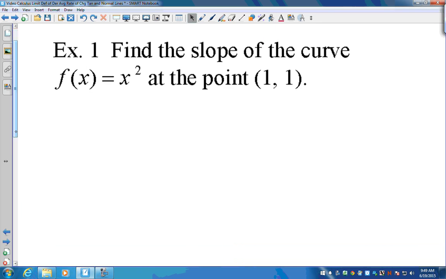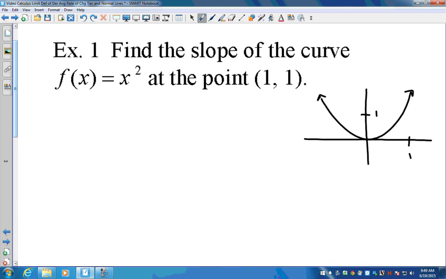So let's do an example. Find the slope of the curve y equals x squared at the point 1, 1. So let's just think about what's happening here for a second. I think we all know what y equals x squared looks like. I think we all know where the point 1, 1 would be. So if we are looking for the slope at this point, it would be the same thing as looking for the slope of the tangent line.